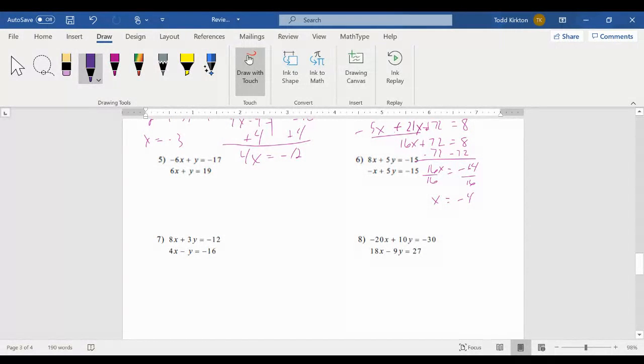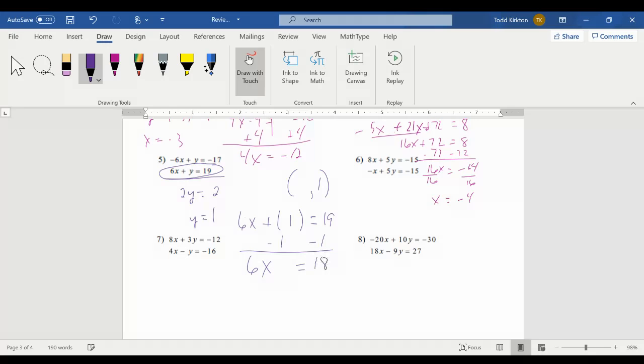Next one, I have the x and y both on the same side. It's a good one for elimination. So I look to see, can I add them and make something go away? If not, I have to do something. Well, if I add these, the x's will go away. So I have 2y equals 2. Divide by 2, y equals 1. Second step is always substitution. I'll just go to this equation, 6x plus y equals 19. y is 1. 6x equals 18. Divide by 6. x equals 3.